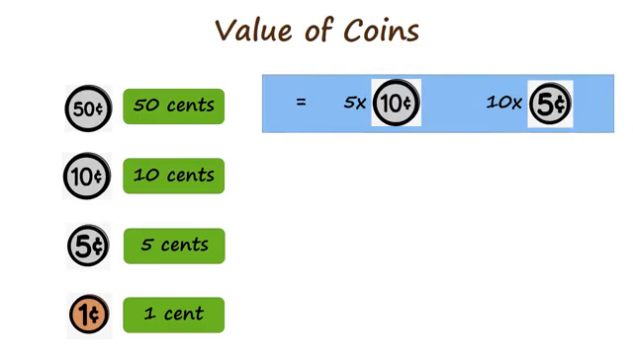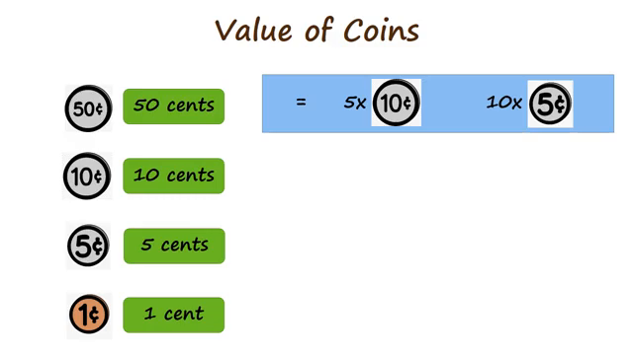So a 50 cents coin is equal to 5 10 cents. So it means that the value of one 50-cent coin is the same as the 5 10 cents coin. Or it's also the same in value as 10 5-cent coins.